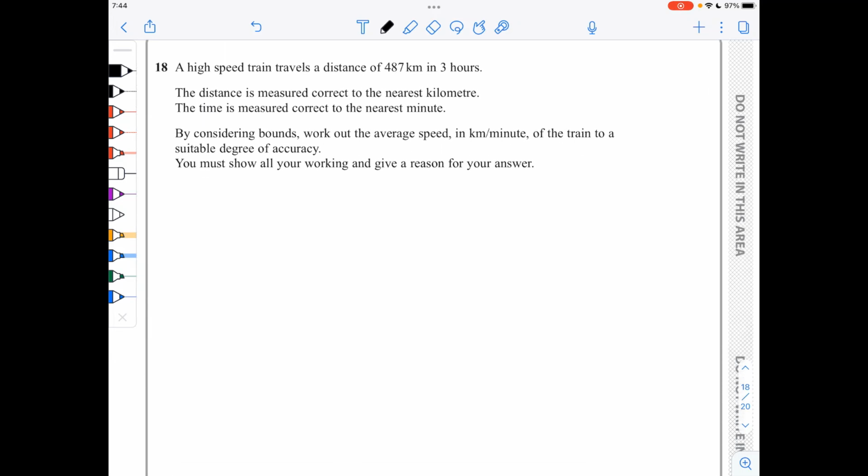18, it's a high-speed train traveling a distance of 187 kilometers in 3 hours. Now, this distance has been measured to the nearest kilometer, so it's anything between 487.5 and 486.5. And the 3 hours, which is 180 minutes, are to the nearest minute. So there could be anything between 180.5 and 179.5.